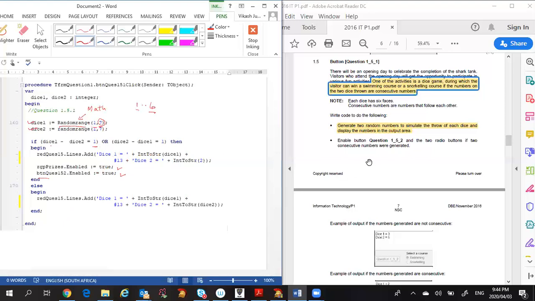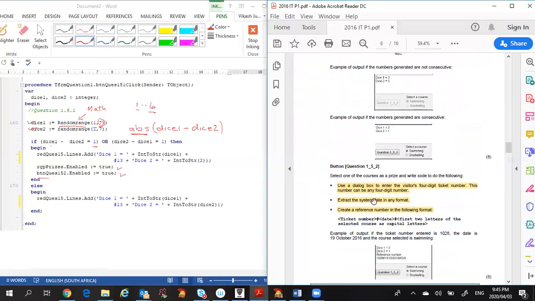Maybe at this stage, I could also explain a shorter way in which this could have been done. We could have worked out the absolute value. Absolute makes any number into a positive. So if I had to say dice 1 minus dice 2, even if I'm subtracting the smaller minus the bigger, which will give me a negative, finding the absolute value will turn it into a positive. So this single condition could replace the two double conditions that I have here.